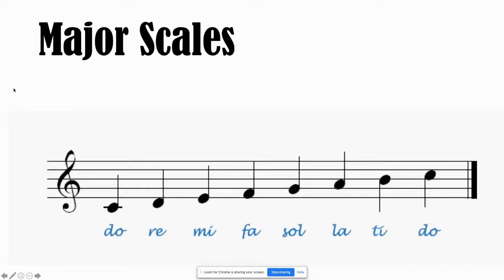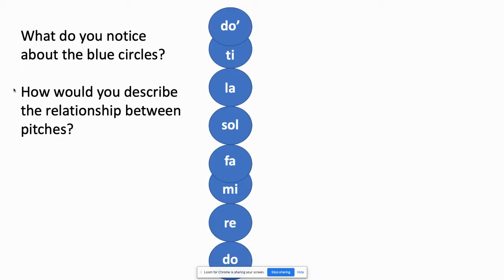Okay, so today we are going to look at major scales. One of the ways I like to look at a major scale is using these solfege circles. As you look at the different solfege that we know is in a major scale, what do you kind of notice about the relationship between the blue circles? Or how would you describe the relationship between the pitches?